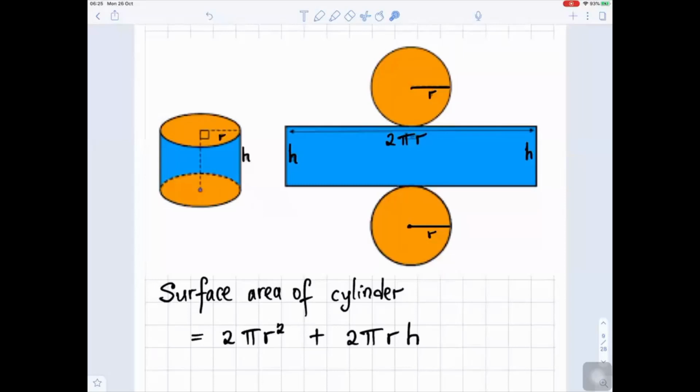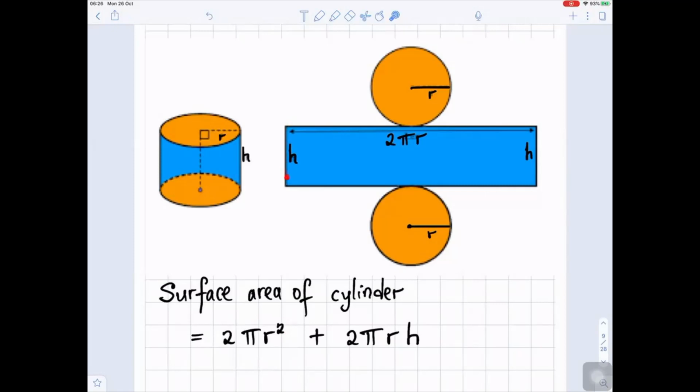So if you have a cylinder, the top is a solid circle and the bottom is a circle. If you cut it and open it up, you get a circle at the top and a circle at the bottom. And the blue part is a rectangular shape. So the surface area of the cylinder is, you find the circle at the top, which is pi r squared, add it to the circle at the bottom, which is pi r squared for the area, and pi r squared plus pi r squared will give you 2 pi r squared.